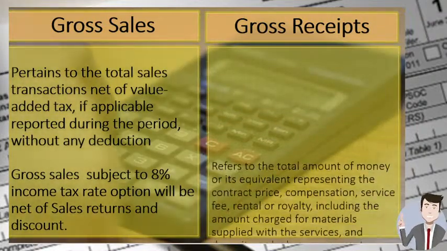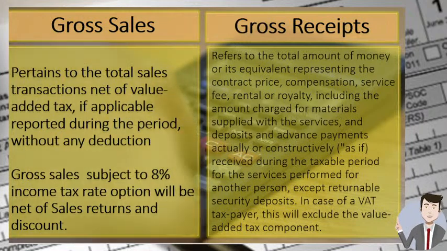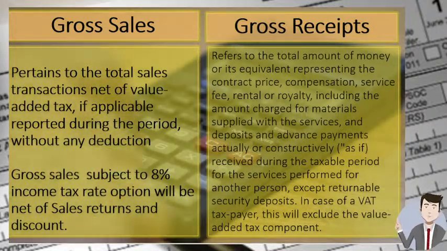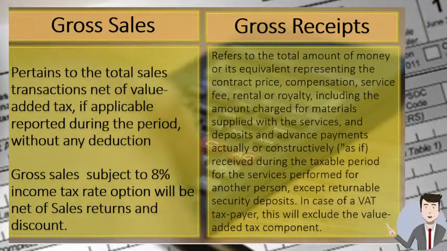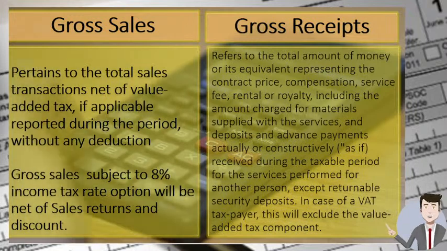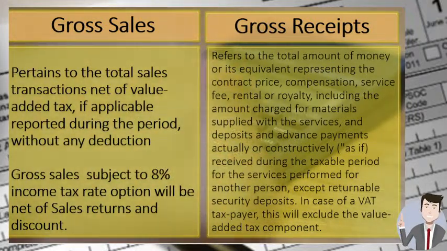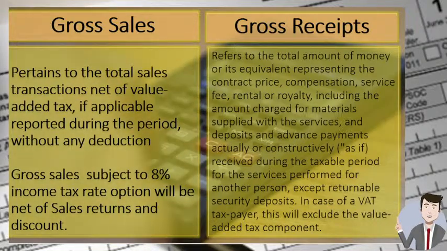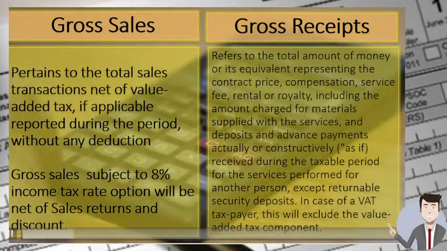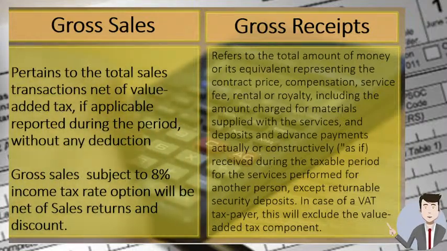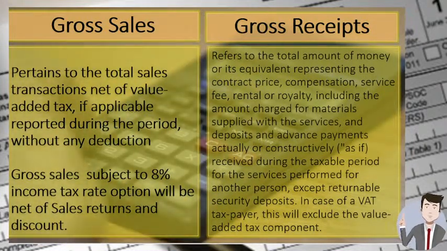Okay, for gross receipts. Gross receipt refers to the amount of money or its equivalent representing the contract price, compensation. So for job orders, or individuals who are under a contract of service, those we call job order or endo workers, everything they receive as payment from their employer, or I think I'm not going to use the word employer because there is no employee-employer relationship anymore. The amount they receive from the contracting party who contracted their services, that would be the contract price or what we call gross receipt.